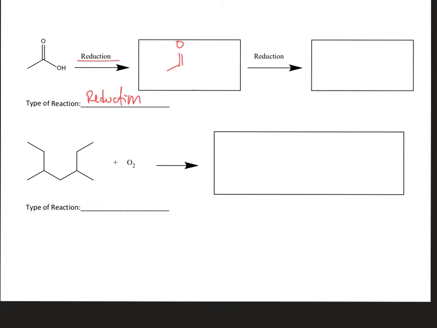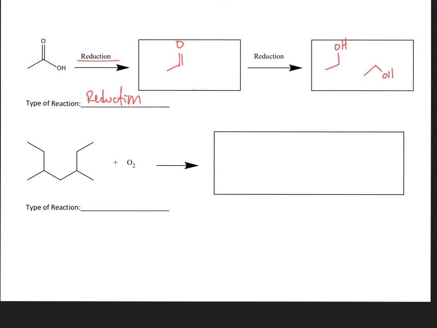We can continue a reduction here by reducing the amount of carbon-oxygen bonds. And so you can end up next with an alcohol. Now it doesn't matter if you draw it like that or if you draw it like this, whatever is totally fine there.